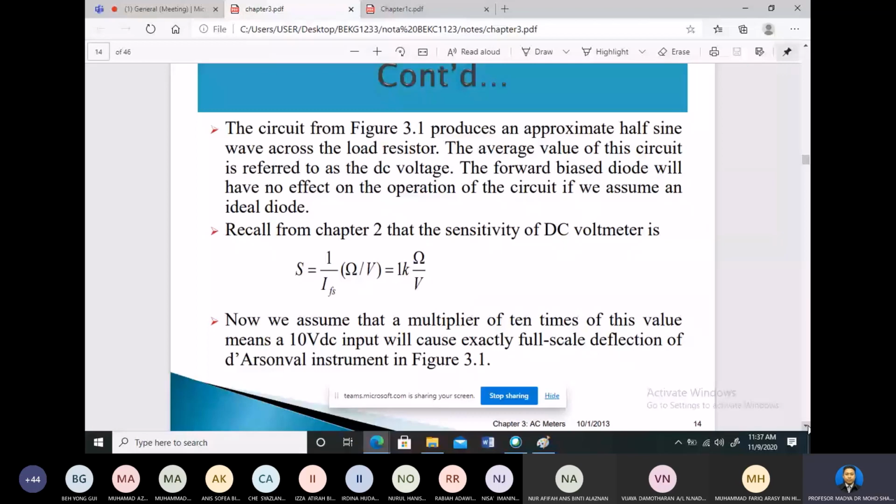In chapter 2 we studied the sensitivity of the DC voltmeter. This is the formula to calculate the sensitivity: 1 over the full scale current. So this is the sensitivity of the DC voltage from chapter 2.